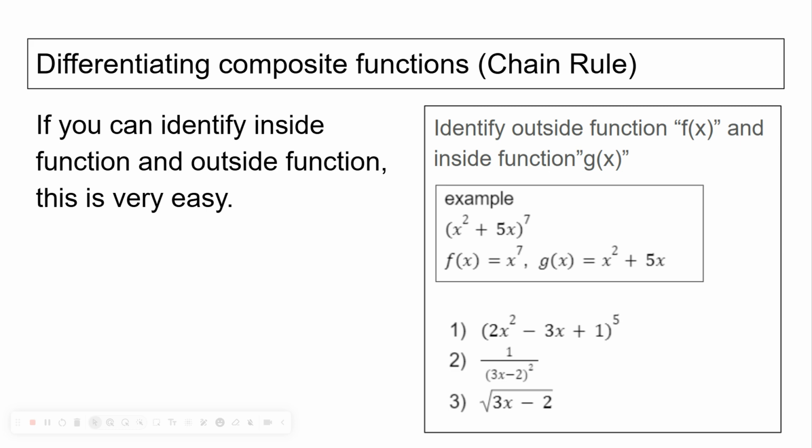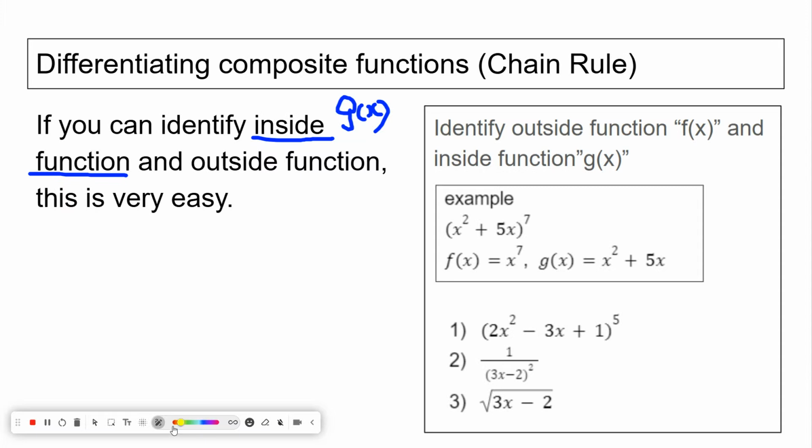But before that, without learning chain rule, you can't pass. You can't get achieved for the exam. So I want you to get used to it, and then eventually you will understand why this works in this way. Okay. So the first step is identifying the inside function and outside function. If you can identify inside function, let's say inside function is g(x), and outside function is f(x).